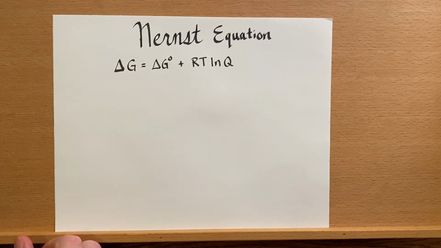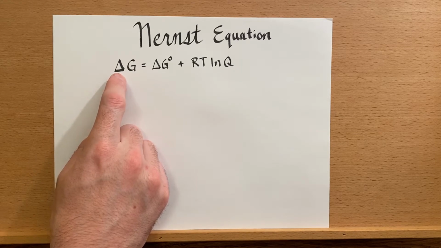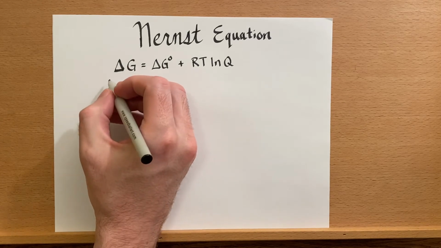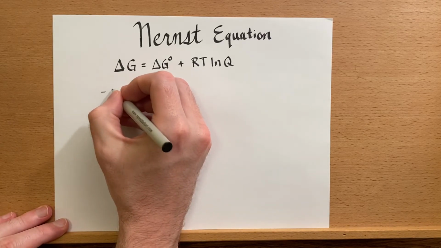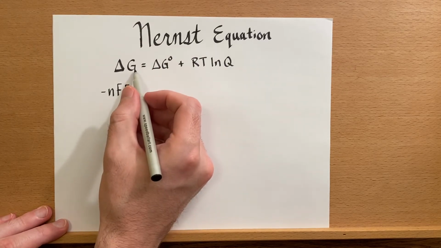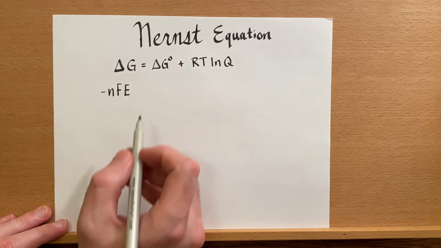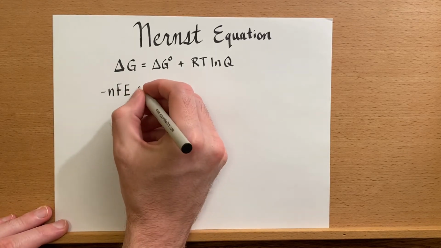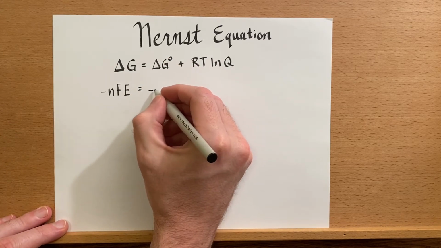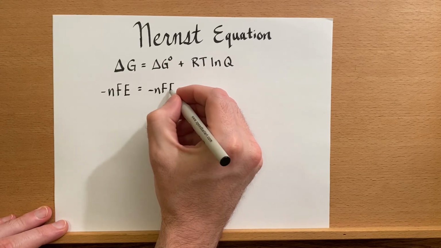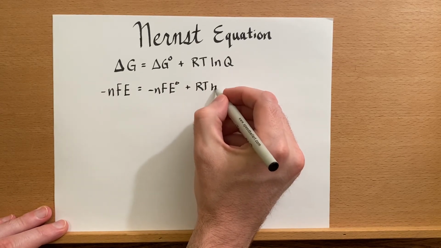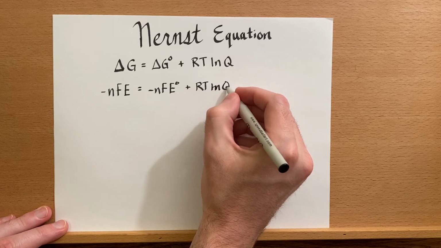Well, we're going to use our formula, delta G equals negative NFE, and I'm going to go ahead and substitute in those real quick. So negative N times Faraday's constant times the potential, and in this case it's not the standard potential because that is not delta G under standard conditions. And then over here we do have delta G under standard conditions, so we'll have minus N F E naught, and then plus RT ln Q.